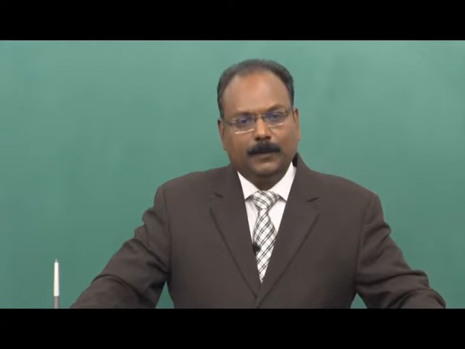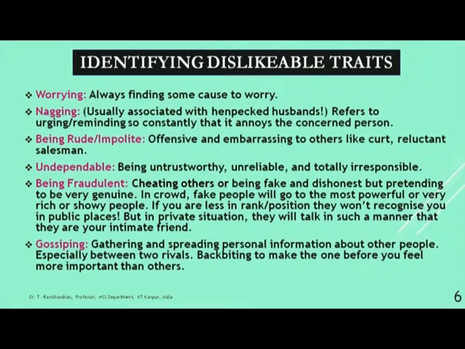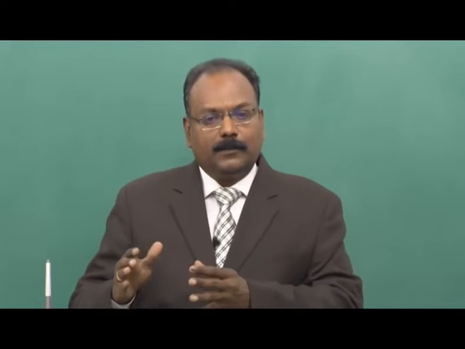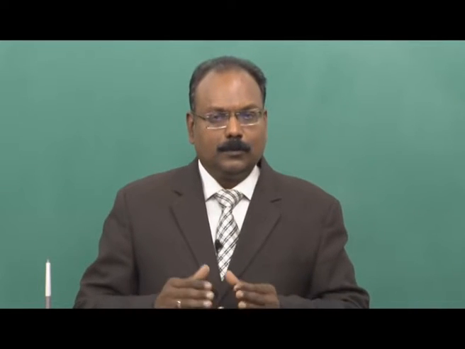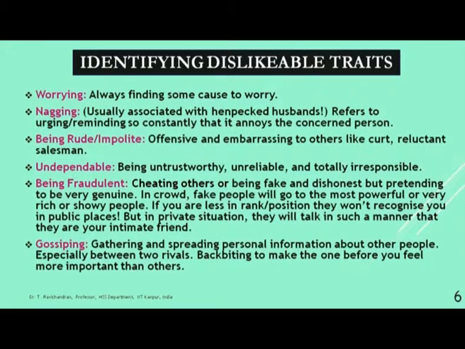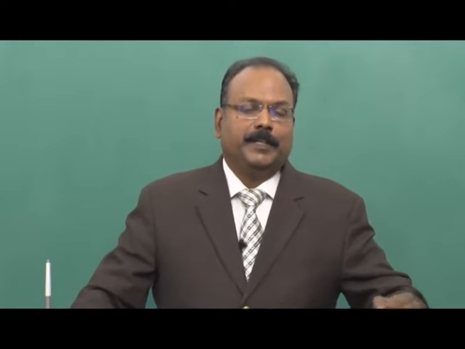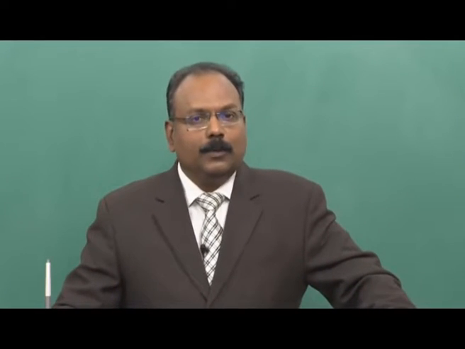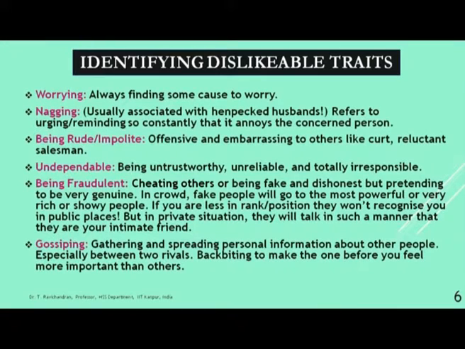The next thing that people do not like is being undependable, that is being untrustworthy, unreliable and totally irresponsible. Once people realize that they cannot trust you, especially in crucial moments, slowly they will withdraw from you. It is associated with the next dislikable quality that I am going to discuss, being fraudulent. You must have heard the term fake people. Nobody likes fake people, the pretentious type, the fraudulent ones. Fake people are dishonest but pretend to be very genuine. They put on a guise as if they are very genuine, very concerned, very sincere, but actually they are dishonest people.